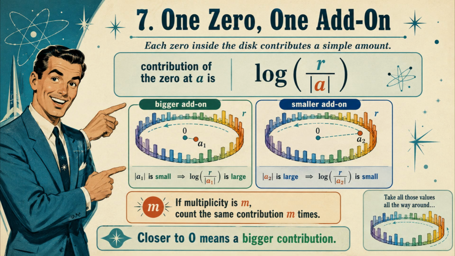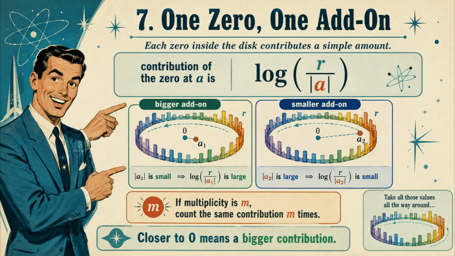If the zero is close to the center, its distance from the center is small. So the radius divided by that small distance is large. The log of a large number is larger. So a zero near the center contributes a lot. But if the zero is close to the boundary, its distance from the center is almost the same as the radius. So the radius divided by that distance is close to 1. The log of something close to 1 is close to 0. So a zero near the boundary contributes much less. That is the visual meaning. Closer to the center, bigger add-on. Closer to the boundary, smaller add-on.